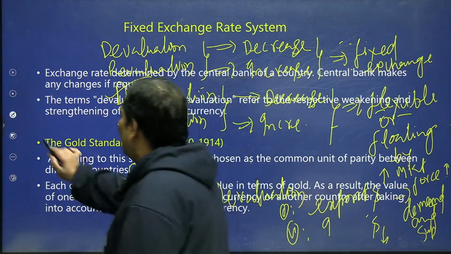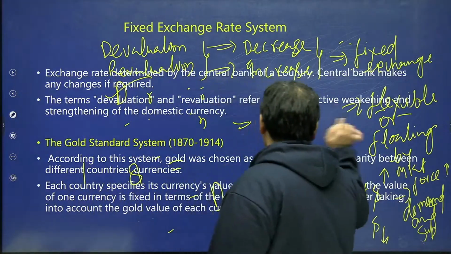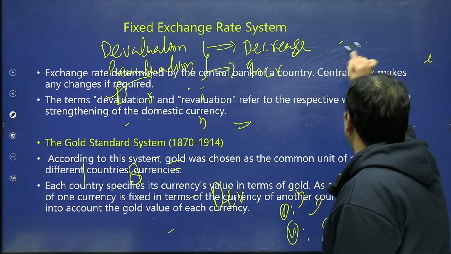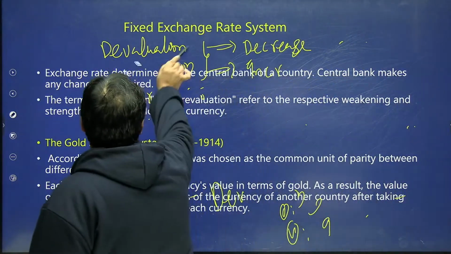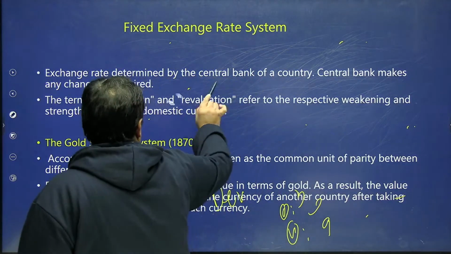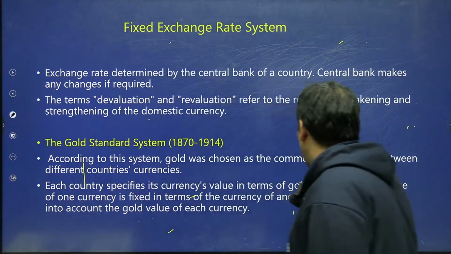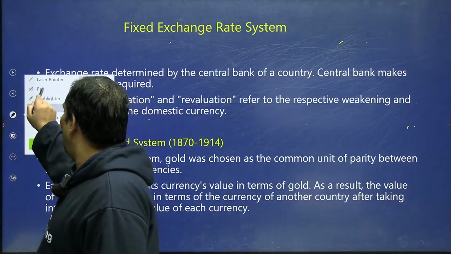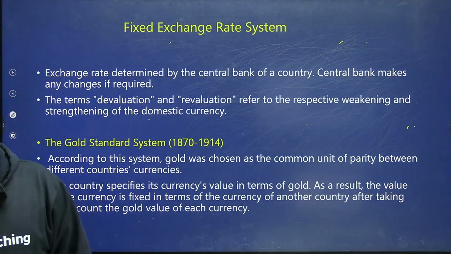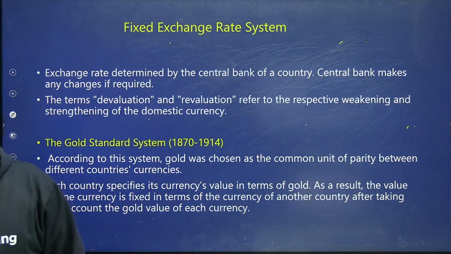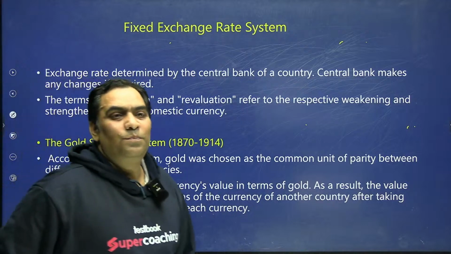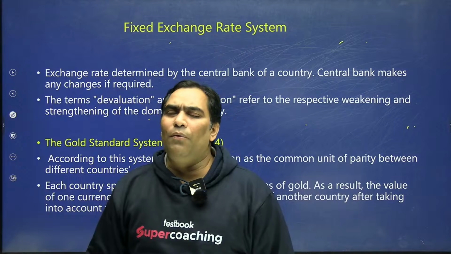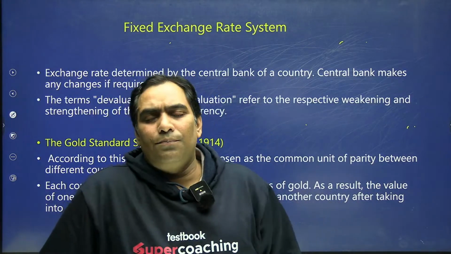Now we are going to discuss how it developed and how we used to fix the value of domestic currency in terms of other foreign currency. What was the scenario and how was the value determined? We are going to discuss that. Okay, now we are going to discuss how we were fixing the value of currencies with respect to other currencies.